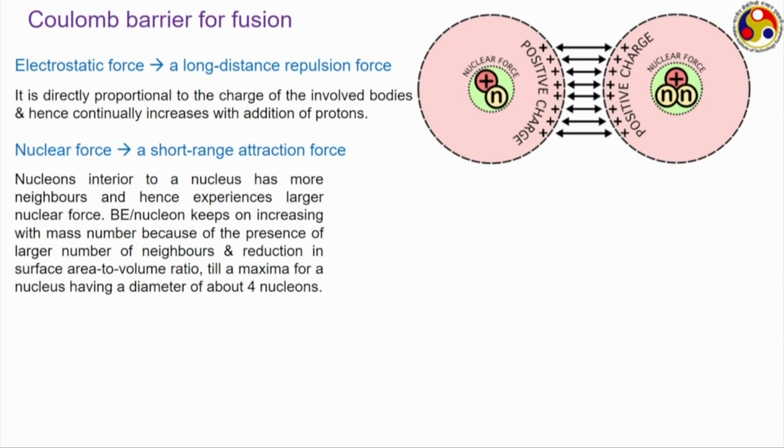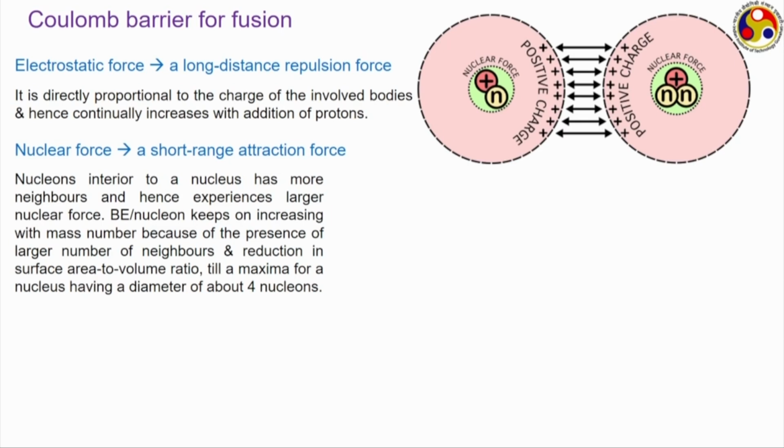Binding energy per nucleon keeps on increasing with the mass number, because of the presence of a large number of neighbors. As the number of neighbors keeps on increasing, every nucleon, particularly those in the interior, keeps on experiencing a larger amount of nuclear force. Also, as the volume keeps on increasing, the surface area to volume ratio keeps on decreasing, and therefore there will be even lesser possibility of any kind of interaction.